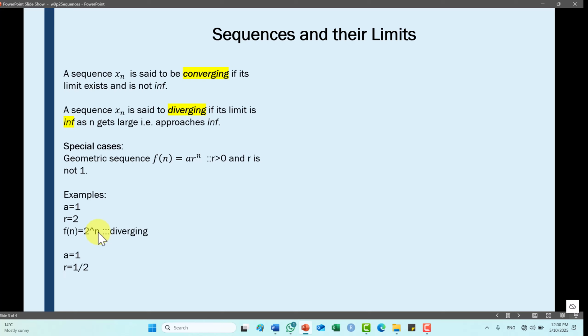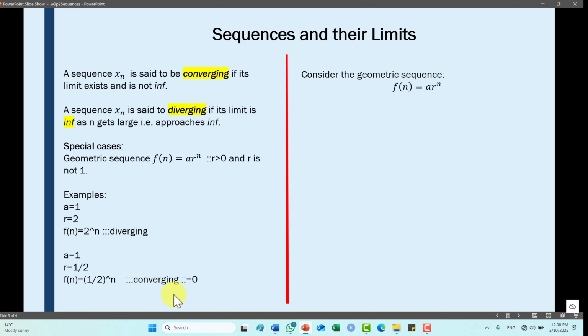If a is 1 and r is 1 over 2, then we get the following sequence. Fn is equal to 1 over 2 to the power n, and as n gets larger and larger, the whole sequence goes to 0. Therefore, this is converging with the limit being 0.